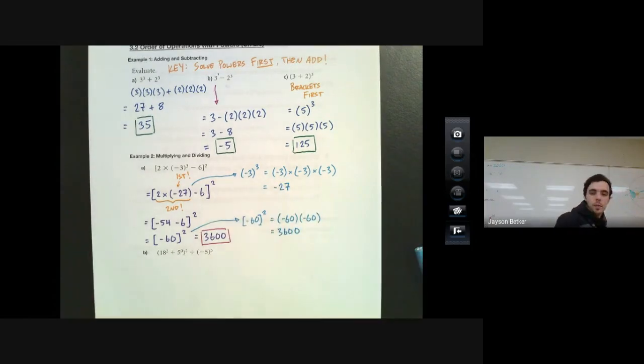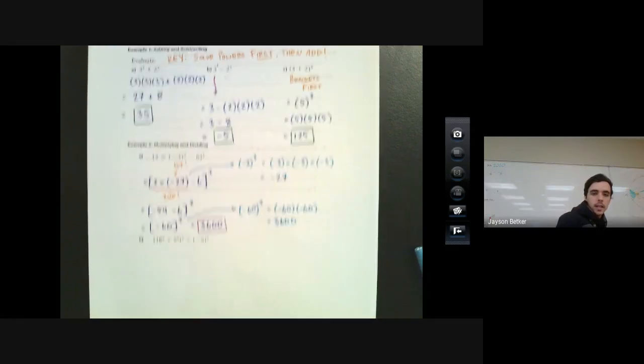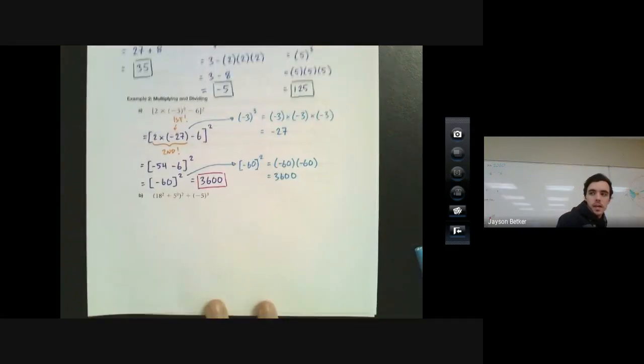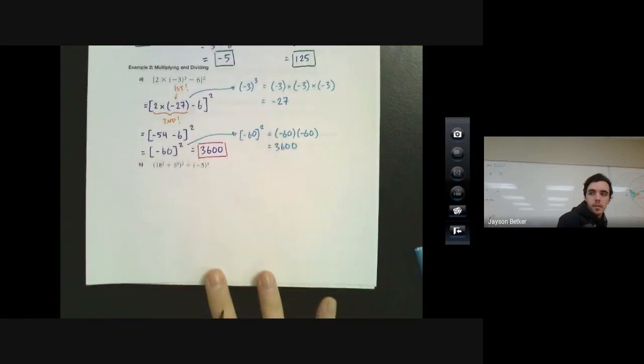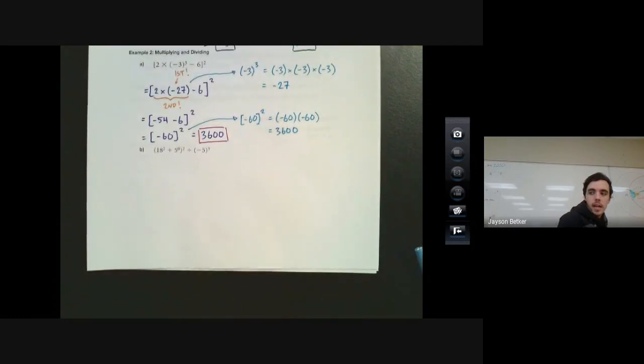One last example. Looks like maybe our trickiest one yet. We have got to do 18 squared plus 5 to the 0, all of that within brackets and then squared, divided by negative 5 inside of brackets cubed.